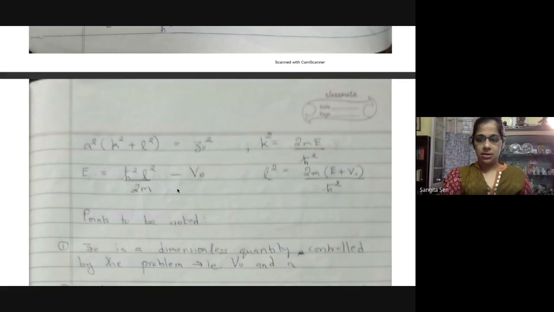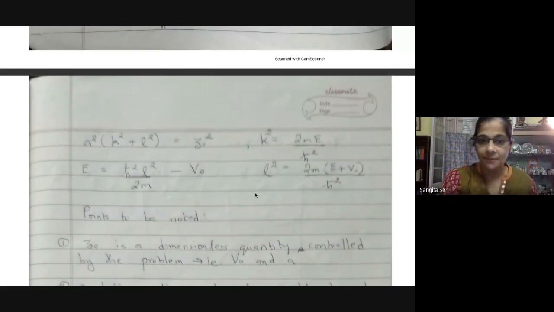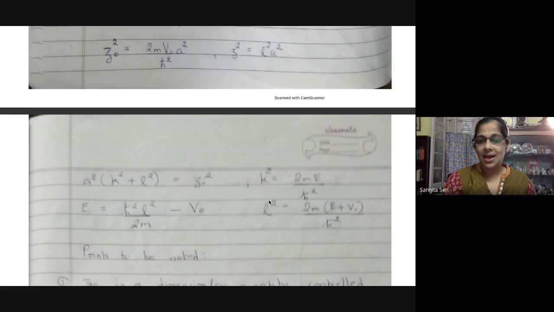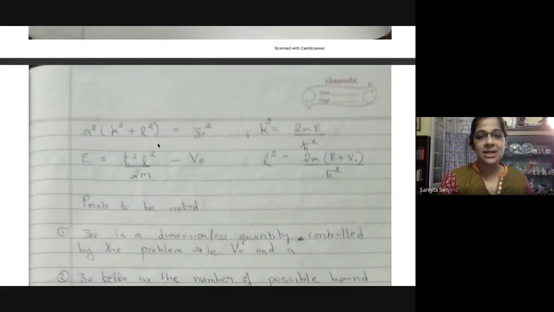Okay, so for the even solutions, these were the relations we had got before, that my z0 squared over here is related to the two quantities k and l, and k is again related to the energy and l is also related to the energy. So we have basically a lot of relations over here. Okay, and we want to solve for z, which will tell me the allowed values of l and hence the allowed values of k and hence the allowed values of e.